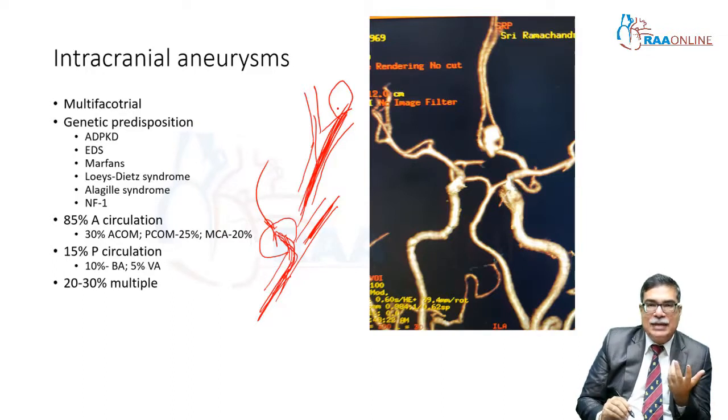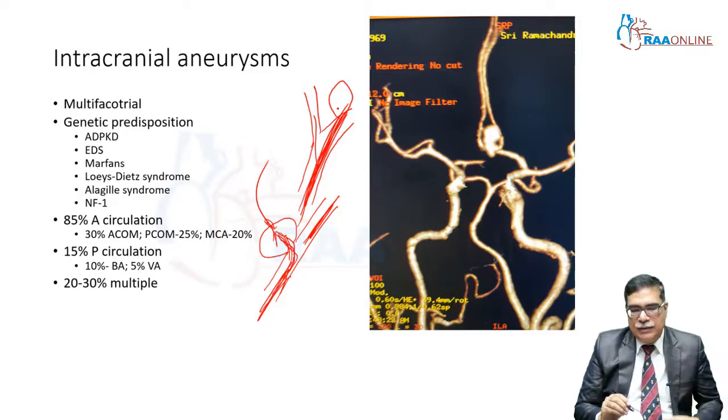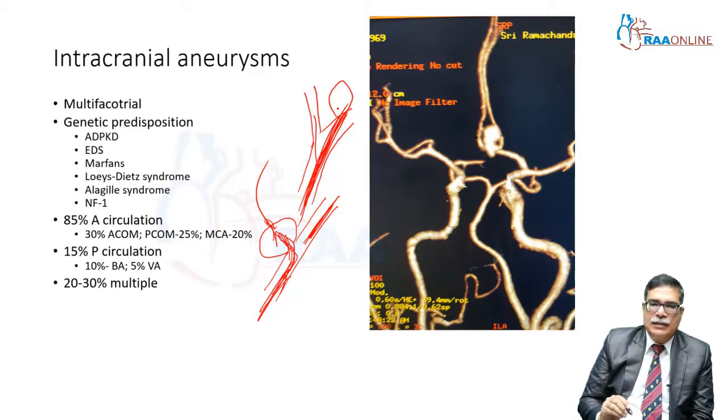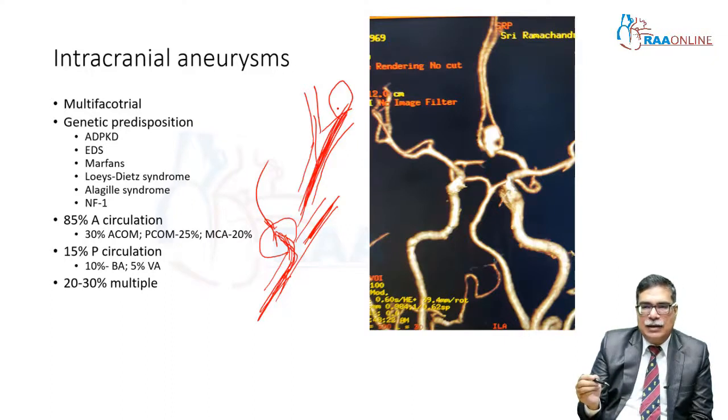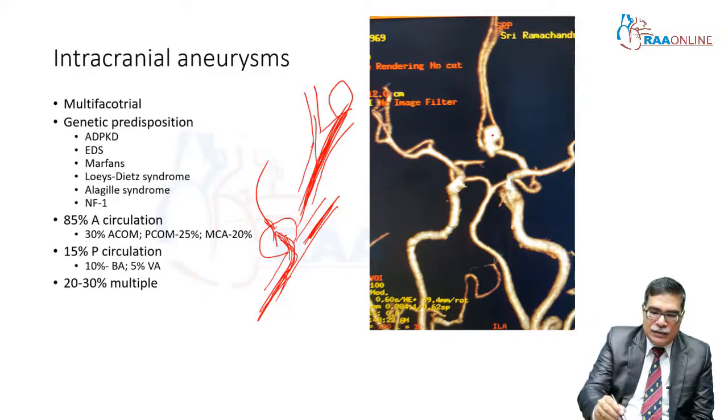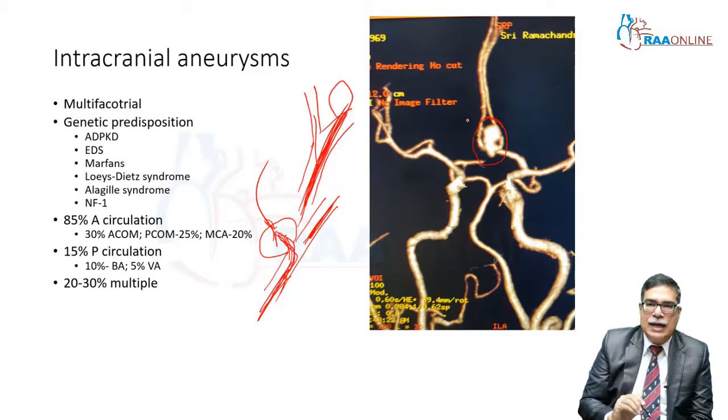Most aneurysms happen in the anterior circulation. So what is this anterior circulation? The internal carotid artery, from which the branches are the middle cerebral artery and the anterior cerebral artery. These are all the anterior circulation. So 85% of aneurysms form in the anterior circulation, most of which are seen in the ACOM, which is the anterior communicating artery. This is an anterior communicating artery aneurysm.